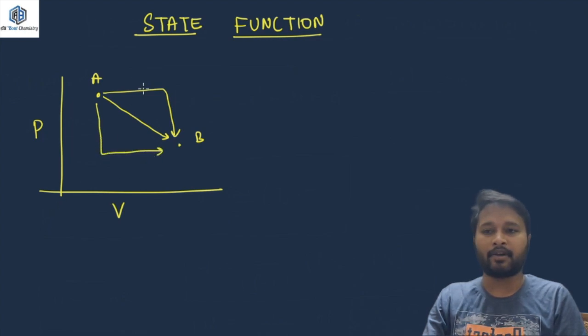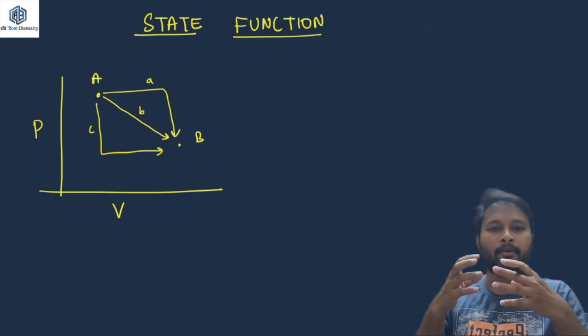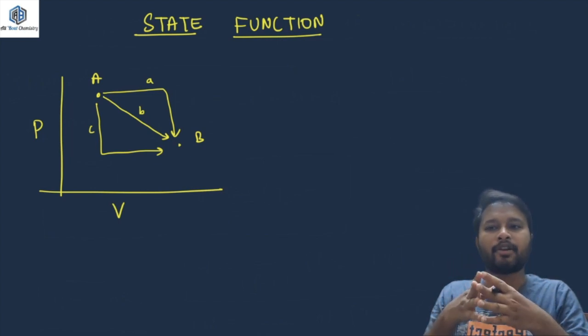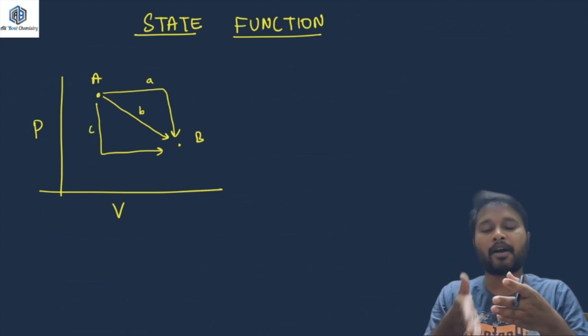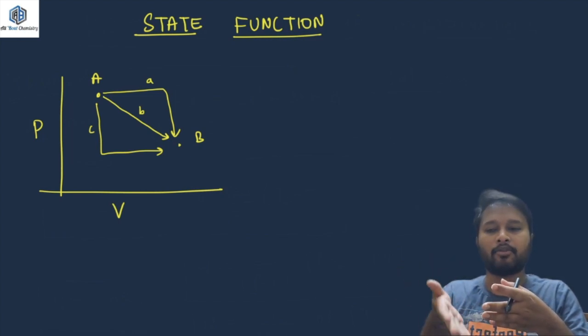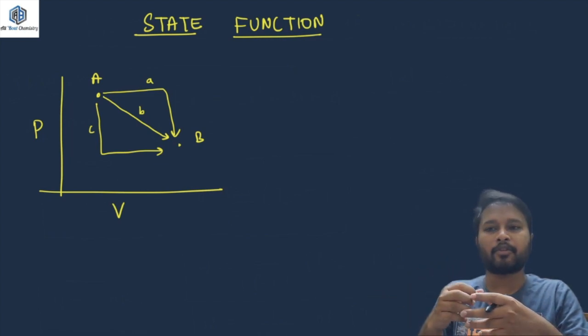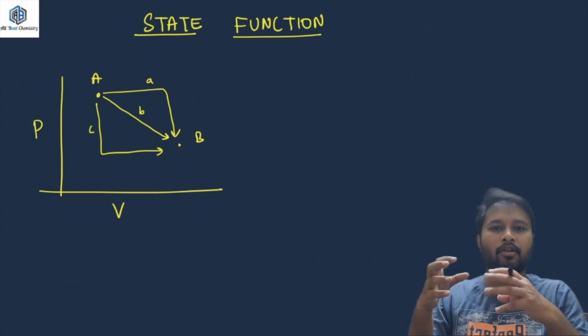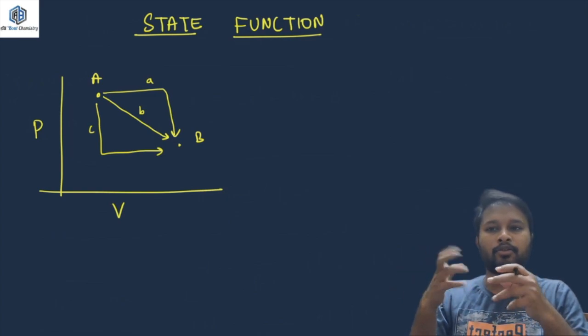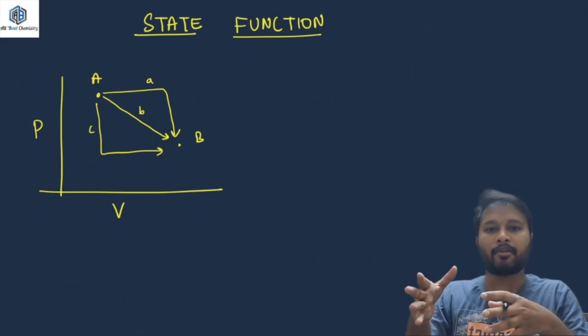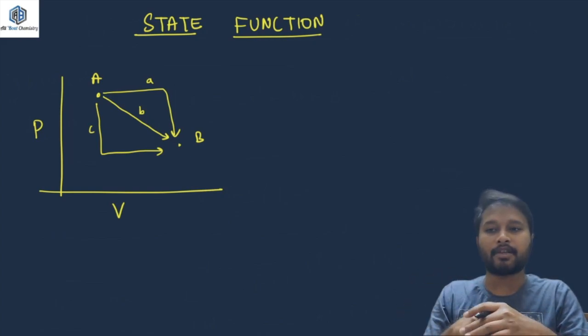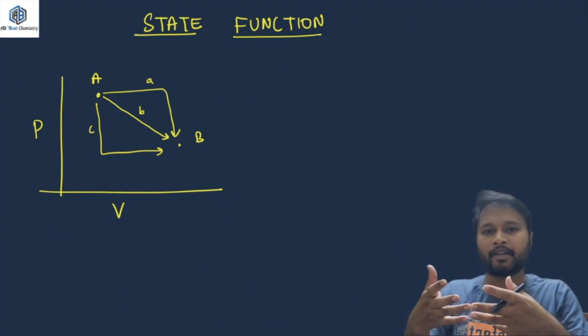So these are my three different paths. This is, let's say, path small a, this is path small b, and this is path small c. Those thermodynamic quantities whose value does not depend upon which path you have followed to reach from A to B, whether path a, path b, or path c, and just depend upon the states, or where that particular particle is, are called state functions. It looks a little complicated to understand, right?